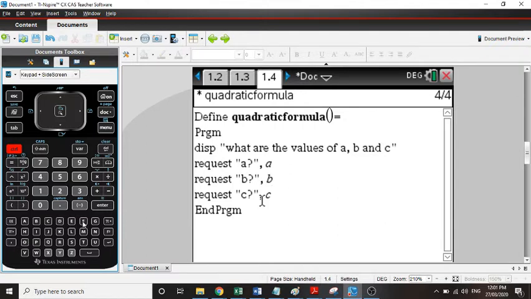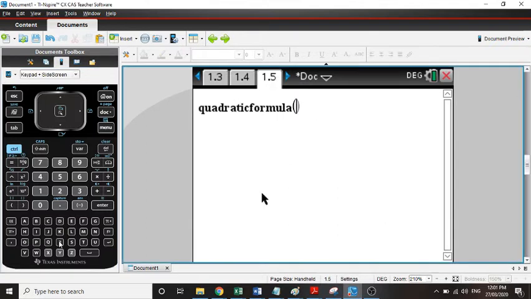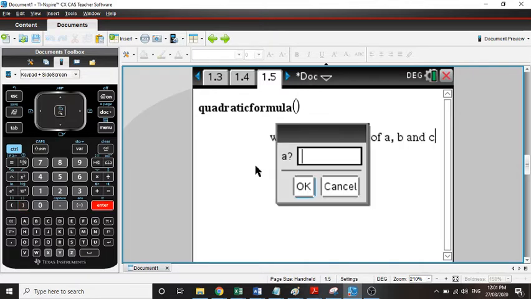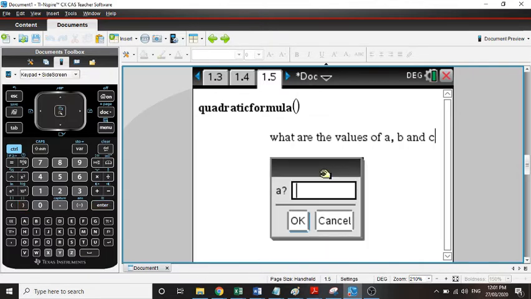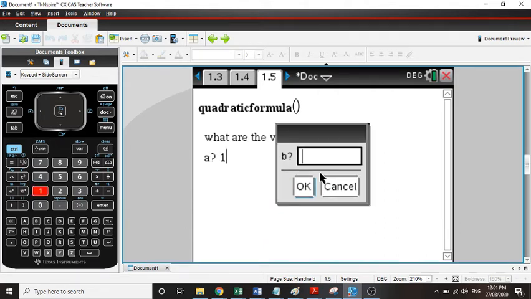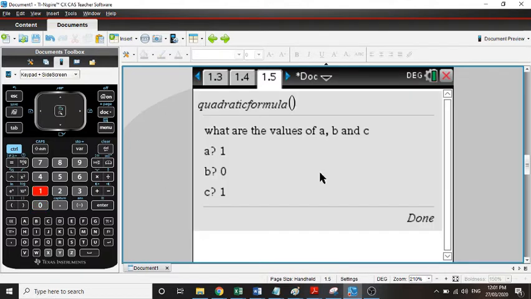So we're going to press Control R to run. Quadratic formula. I'm going to close the bracket. I'm going to press Enter. Now there it is. So here it comes up on screen. What are the values? A, B, and C. So A is 1, B is 0, and C is also 1. And that's what we've got there.